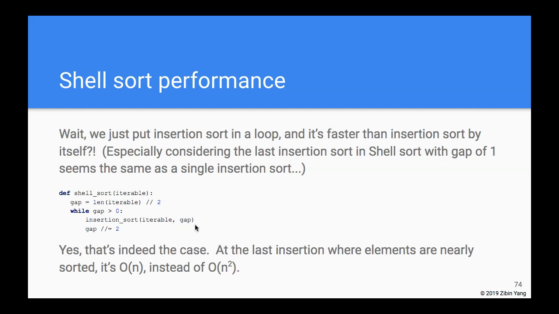Concerning that very last step of insertion sort, even though the gap is 1, as we've seen from the animation and as we've talked about many times, if the elements are nearly sorted, insertion sort is actually O of n, not O of n squared. And in the case of shell sort, at the very last insertion sort, the elements are nearly sorted.